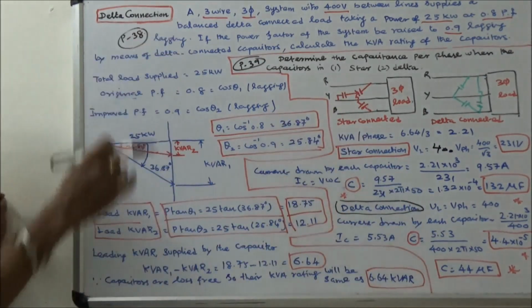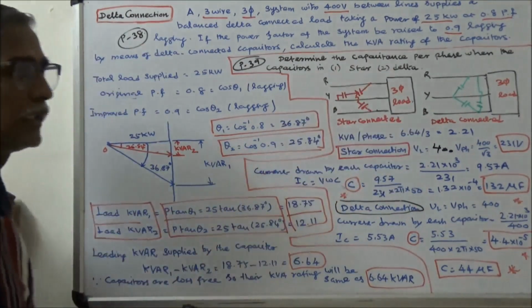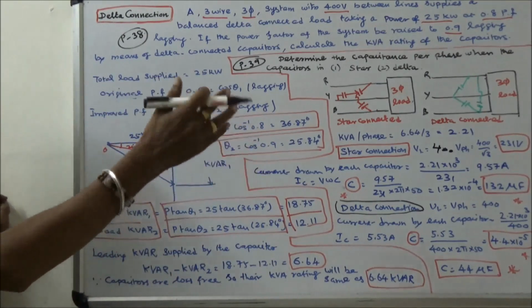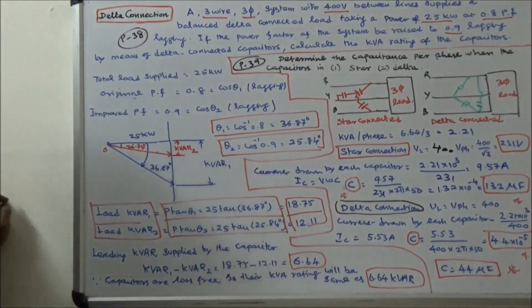When the capacitors are star connected, the capacitor value is 132 microfarads. When the capacitors are connected in delta, 132 by 3, that is equal to 44 microfarads. This way I have to work out this problem.